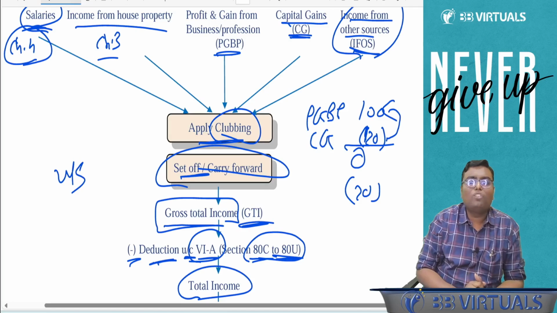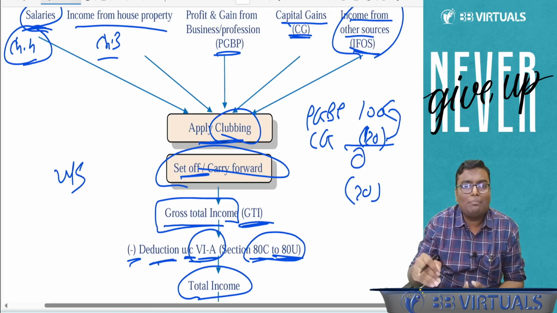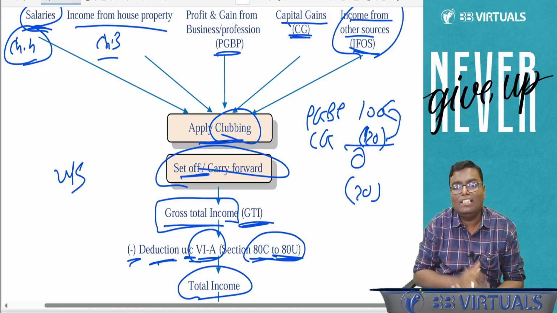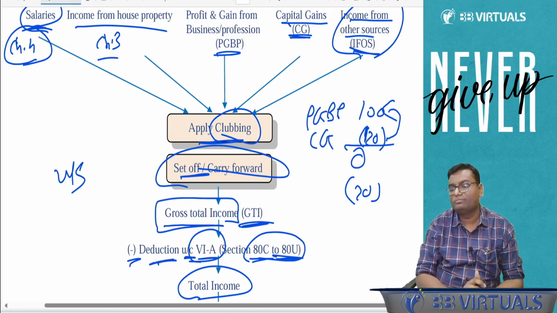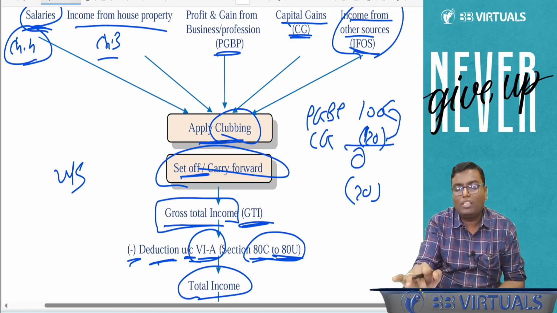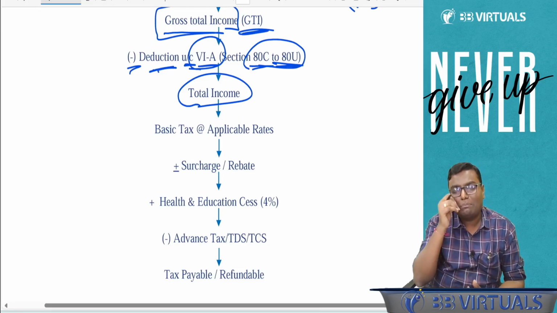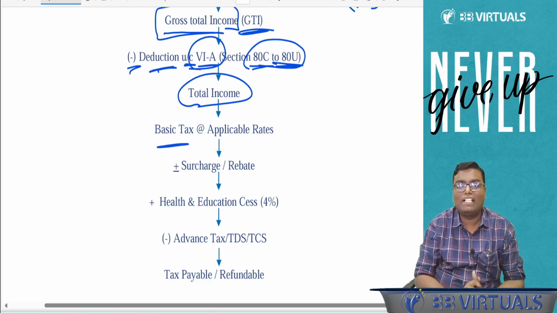From gross total income, what did we deduct? Deduction under Chapter 6A, 80C to 80U. Then we got one income, which is called total income. On this total income, now we will apply the tax rates which are given in your respective budget. We will get basic tax.